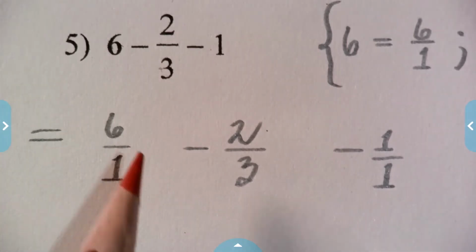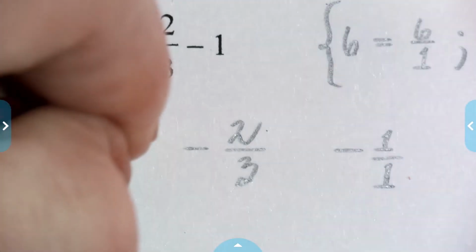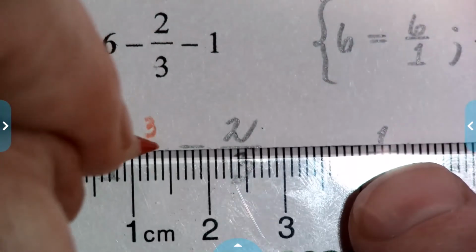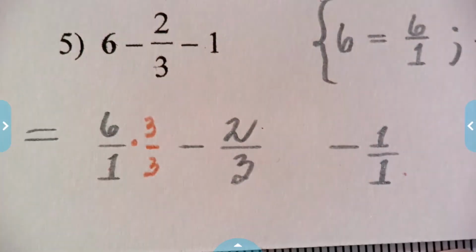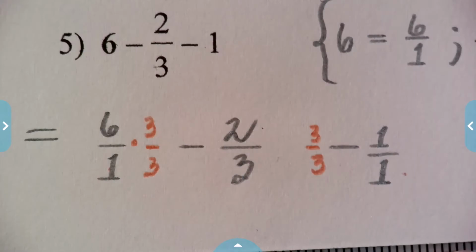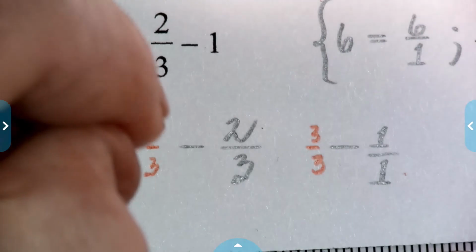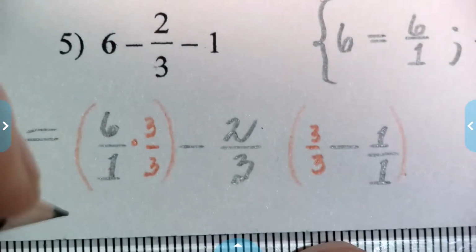Well, I need the 1 here and here to become 3. So for the 6 over 1, I'm going to multiply by 3/3. And the -1 over 1, I'm going to also multiply by 3/3. Now this looks a little weird. It looks like I'm messing the problem up. But this is a very rudimentary skill. So we just kind of group those and we'll see what we get.